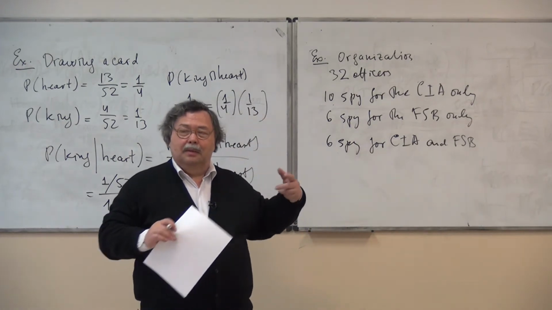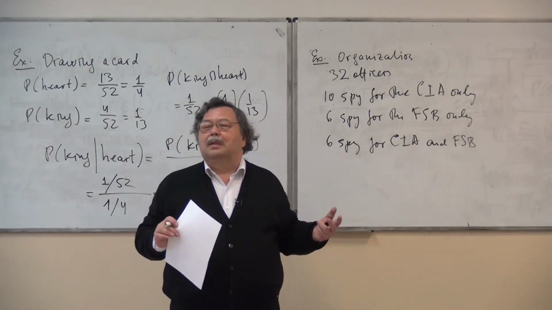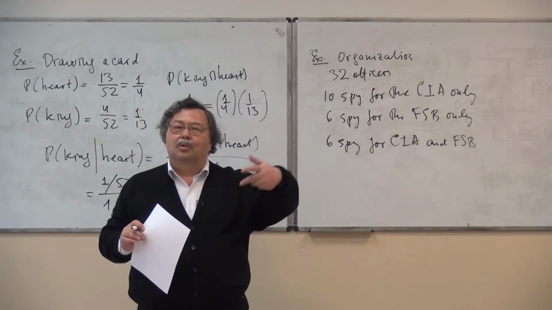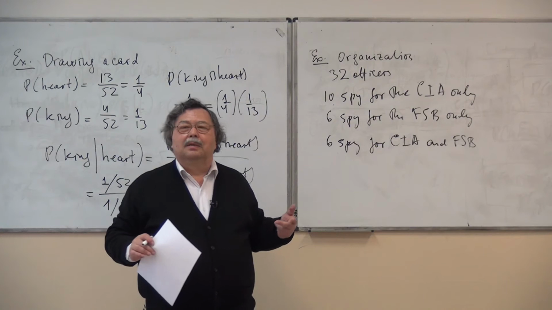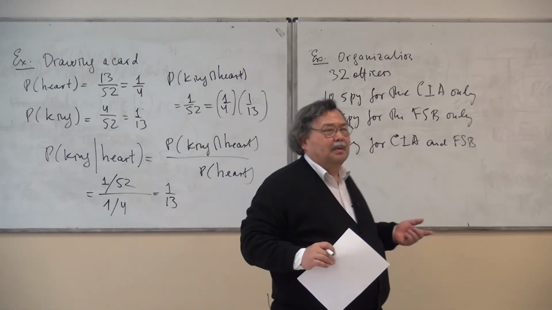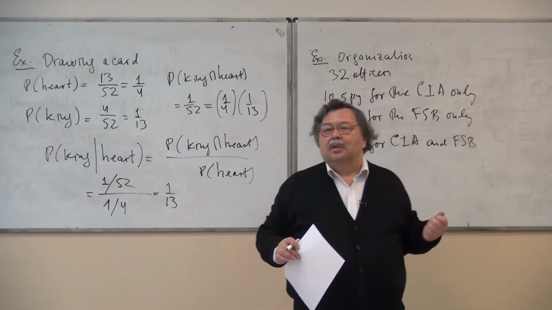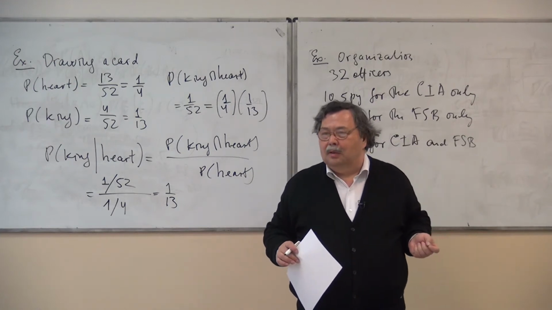The event, one of the events, is this: a randomly chosen officer spies for the FSB. And we have this other event: a randomly chosen officer spies for the CIA. Question: are these two events independent or not?